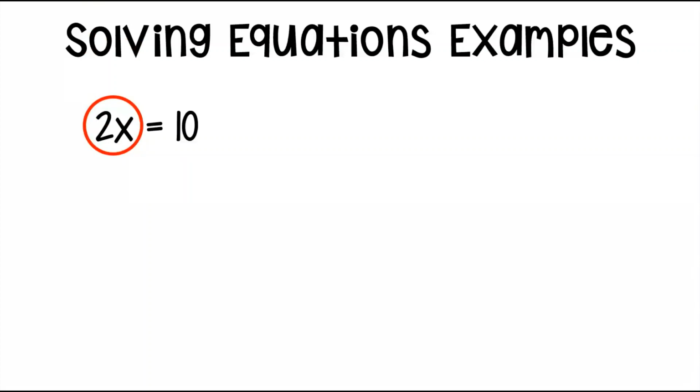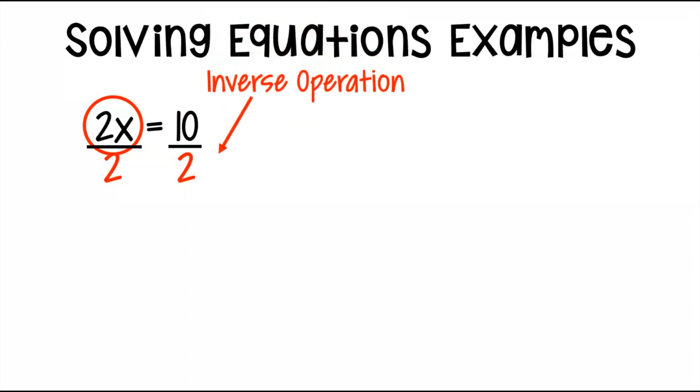It's being multiplied. How do I undo multiplication? I use the inverse operation, which is division. Now I'm going to show division using the fraction symbol here. You can use the division sign as well. This is typically what you'll see. Remember that the fraction bar actually represents division. Whatever I do on the left, I have to do on the right to keep it balanced.